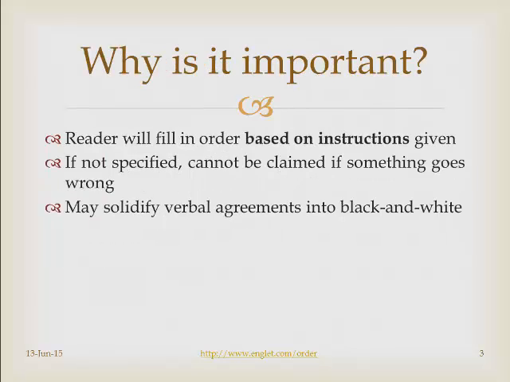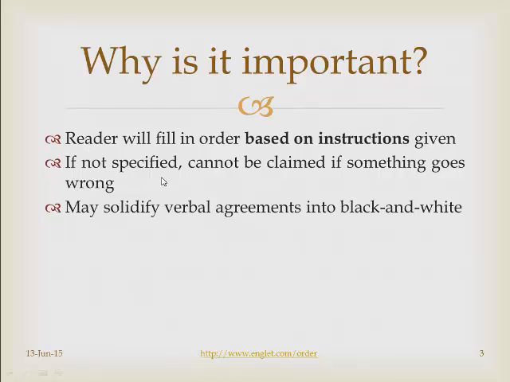Okay, so why is it so important to write an order letter, and to write it properly? Well, the reader, the company or the person that you are buying from, will fill out your order based on the instructions given in your order letter. Whatever you've discussed, in terms of the price, how it's going to be delivered, and how you're going to pay them, it's all in the order letter, and they will fill it out based on your instructions. How many of the product, in what color, and that sort of thing.